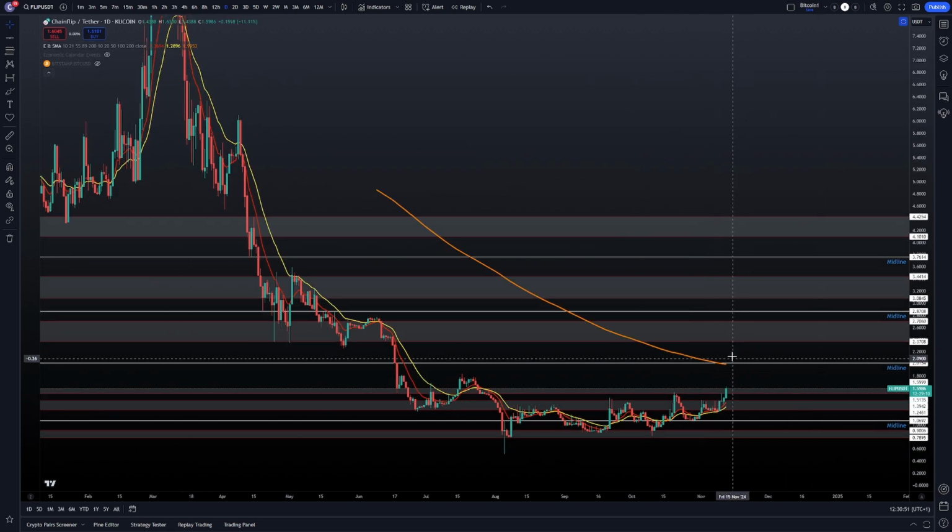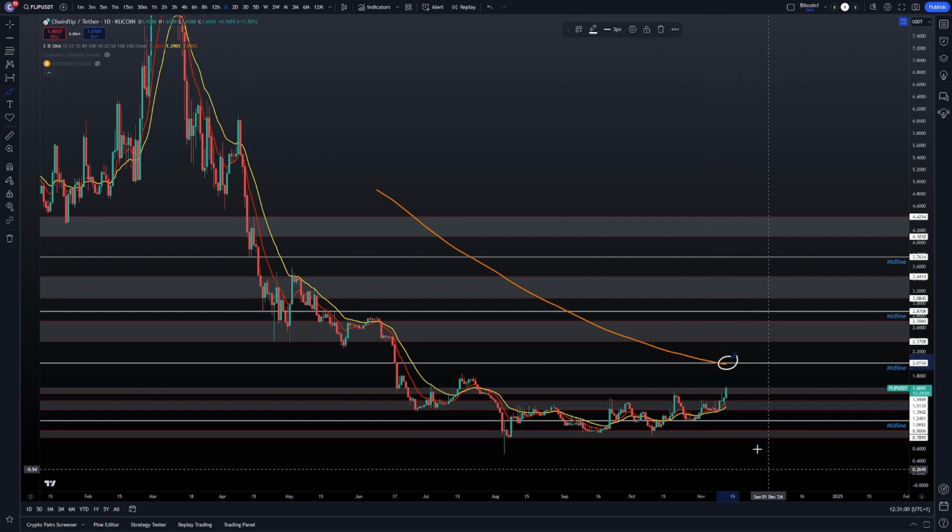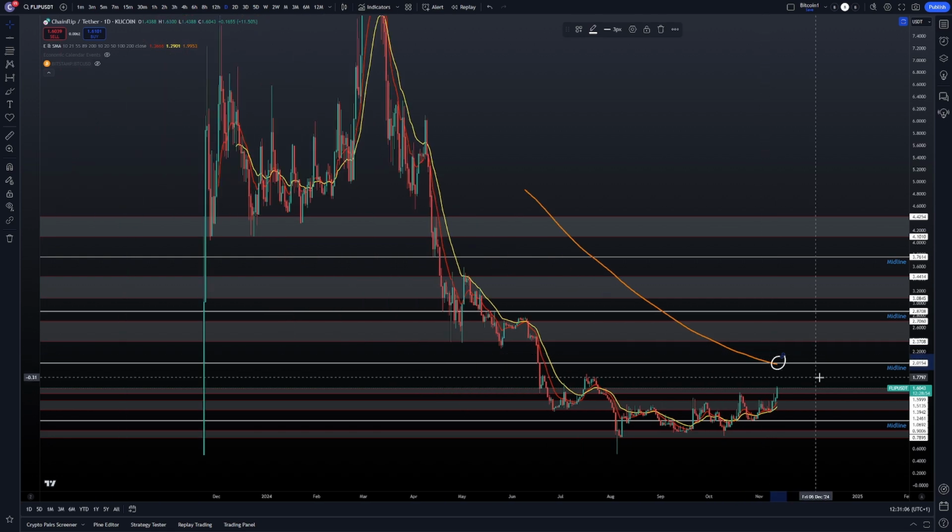So EMA wise, you can see the inflection point with my midline here, right at $2. The daily 200 is right there. If this ever flips the daily 200, then I expect much higher levels, and this whole downtrend is going to be invalidated as soon as you break over the daily 200.